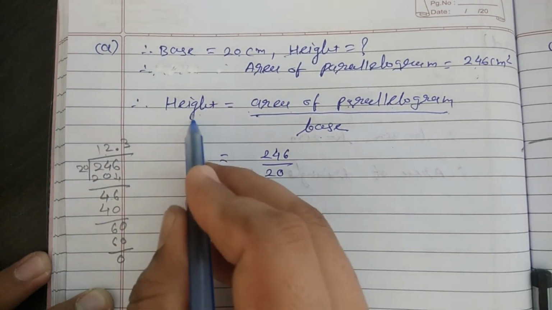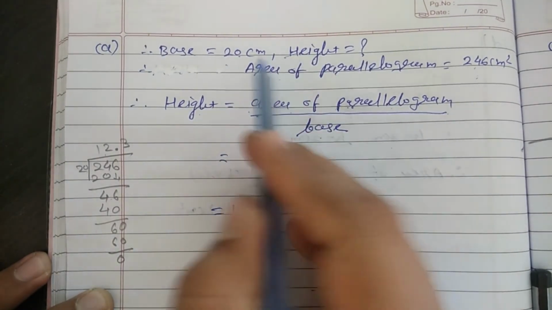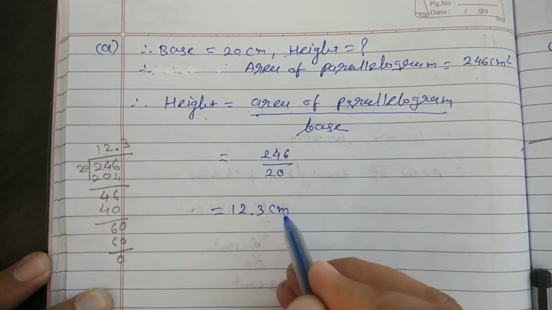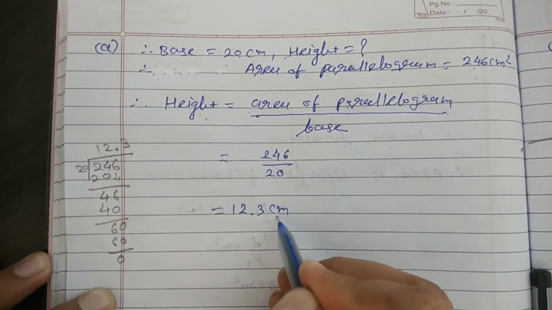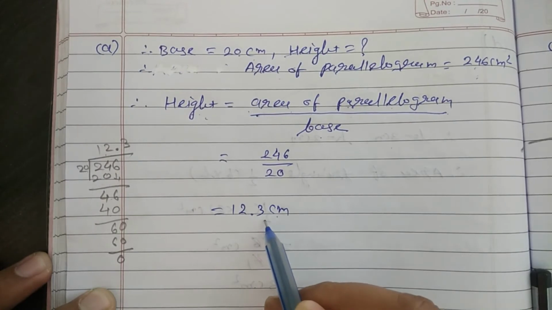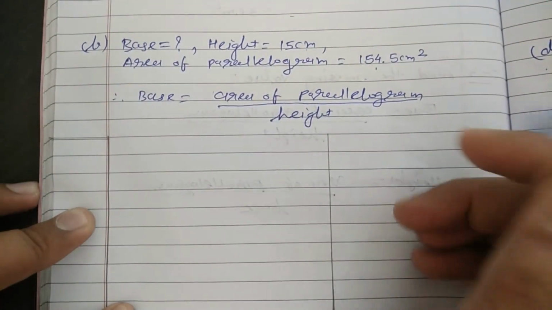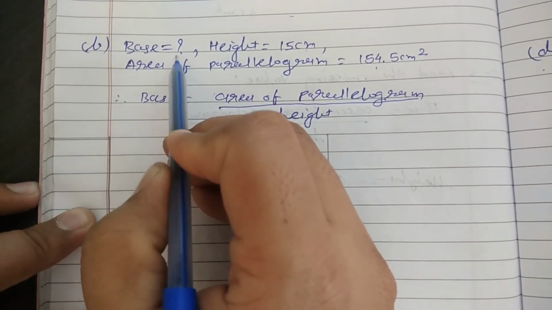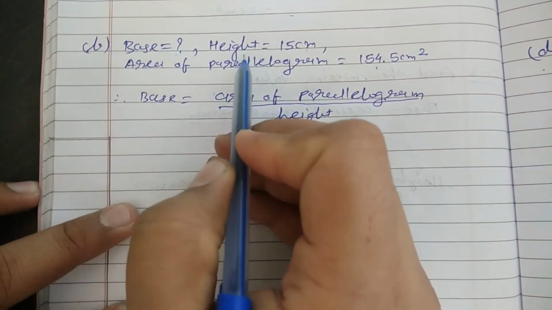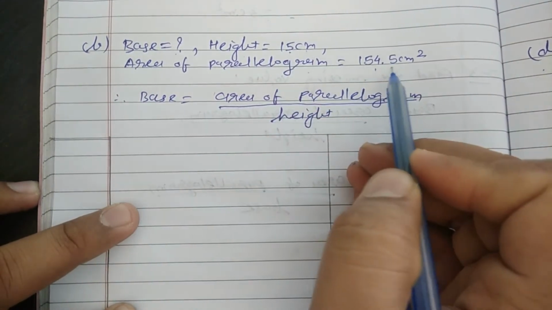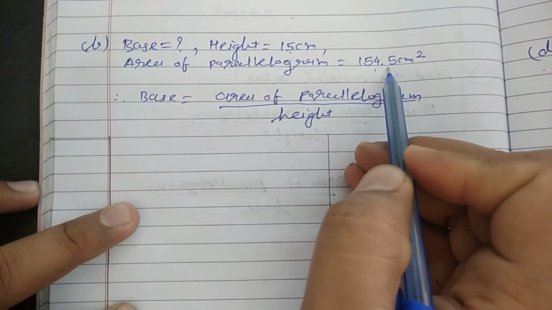Keep in mind height comes in a unit. Which unit? Centimeter. Here centimeter is given for base, so height will also be of unit centimeter. So height is 12.3 centimeter. Next B. Here we have to find the value of base, and height and area of parallelogram are given. Height is 15 centimeter. Area of parallelogram is 154.5 centimeter square.